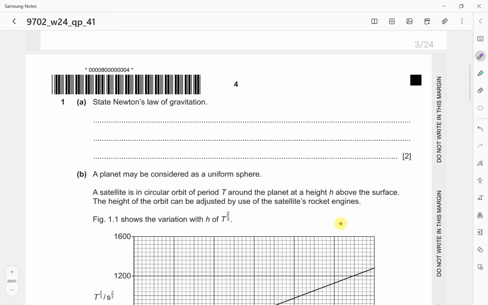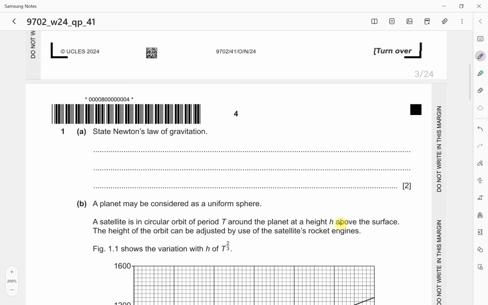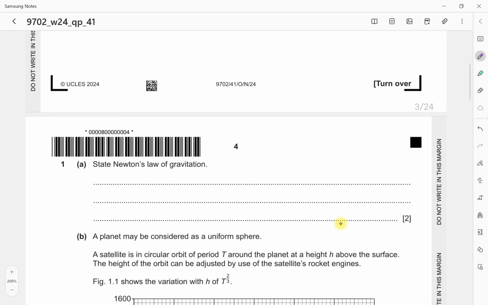Let's start with question number 1. State Newton's law of gravitation. Of course, we know the gravitational law. So we shall say that the gravitational force between two point masses. You should be referring to point masses. This law only applies to two point masses.